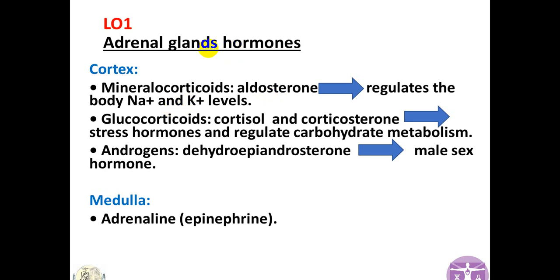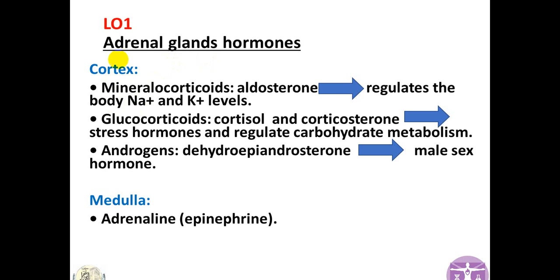And the second type of hormones that are secreted by the adrenal gland are very important stress hormones called glucocorticoids. An example of it is cortisol and corticosterone. And these are the hormones of stress. We need them whenever we are exposed to stress. And they have many actions, but mainly they regulate carbohydrate metabolism, as we will see later on.